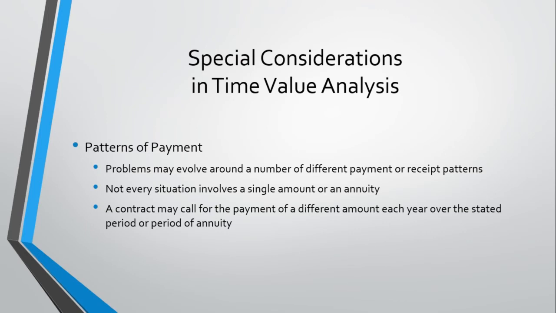Patterns of payment. Problems may evolve around a number of different payment or receipt patterns. Not every situation involves a single amount or an annuity. A contract may call for the payment of a different amount each year over the stated period, or a period of specifically annuities. Now, within this course we're not using a lot of calculations of annuities. I won't make you do that within any projects we're doing, but just keep that in mind if you ever come across that.